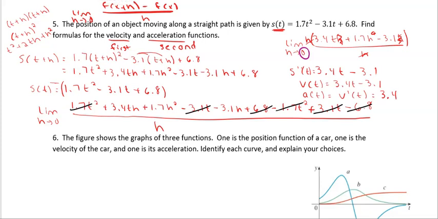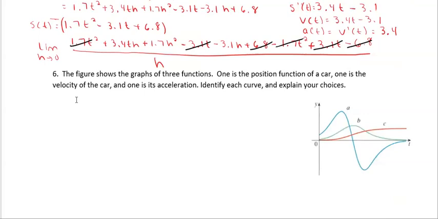Number 6, the figure shows the graphs of 3 functions. One is the position function of a car, one is the velocity of the car, and one is its acceleration. Identify each curve and explain your choice.